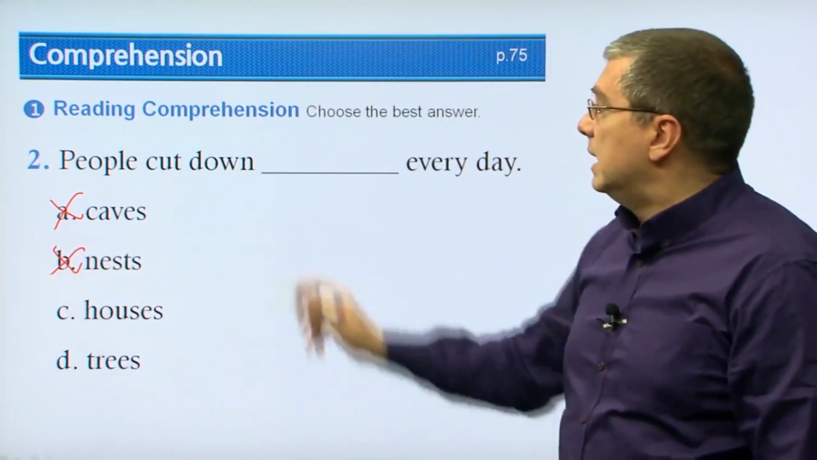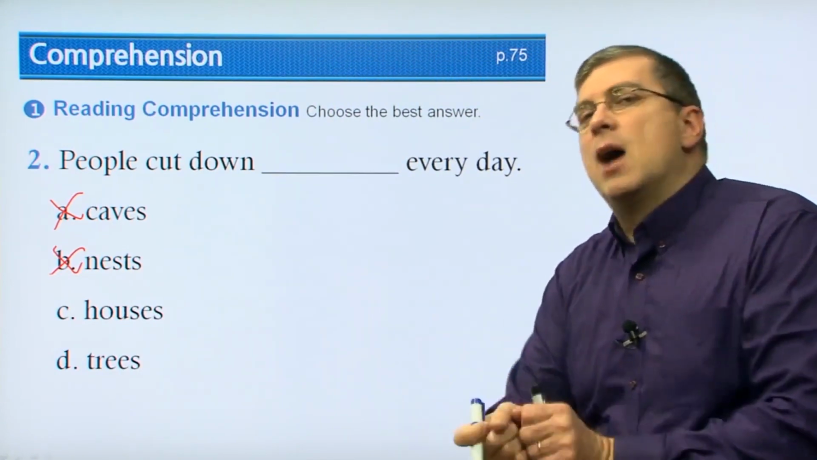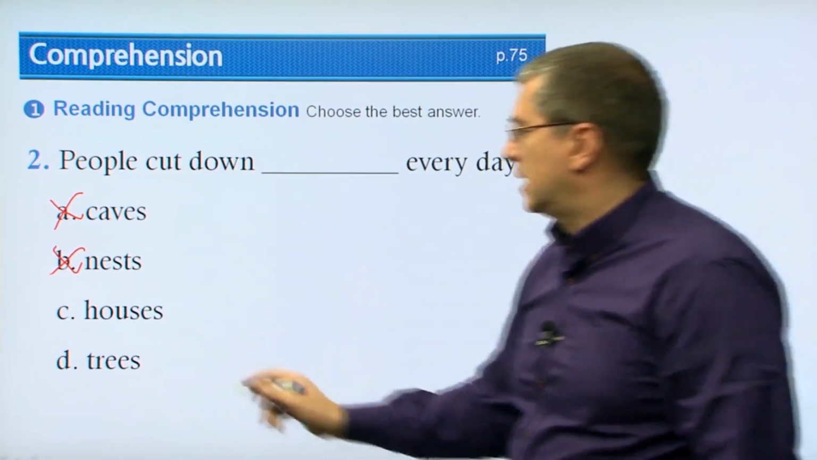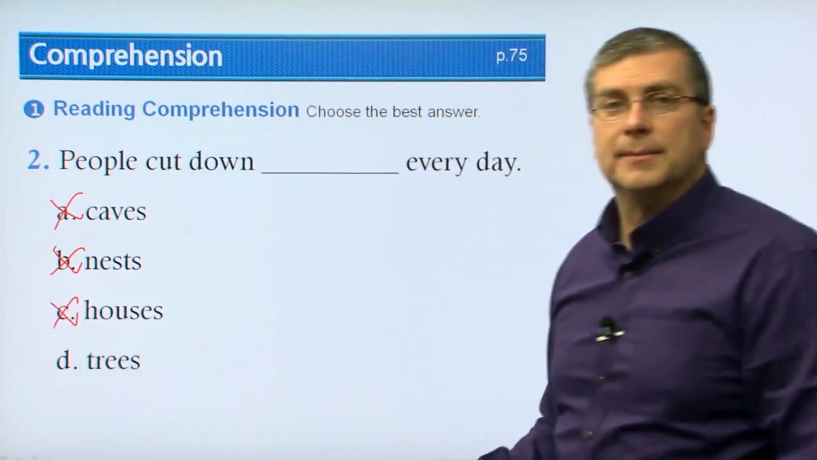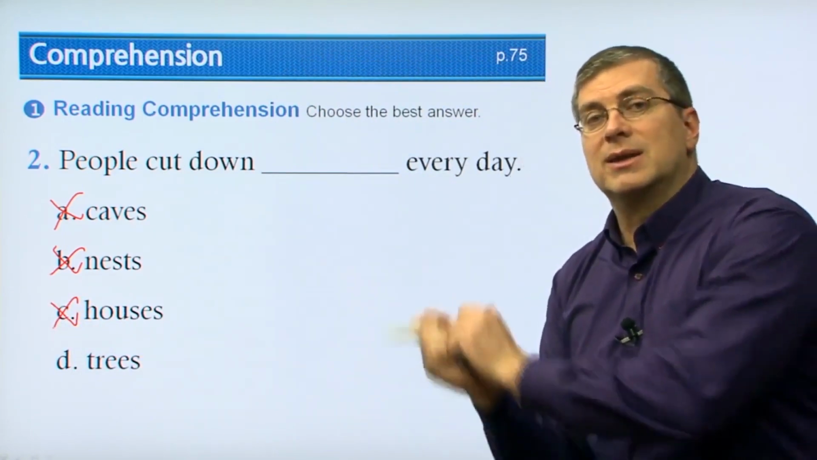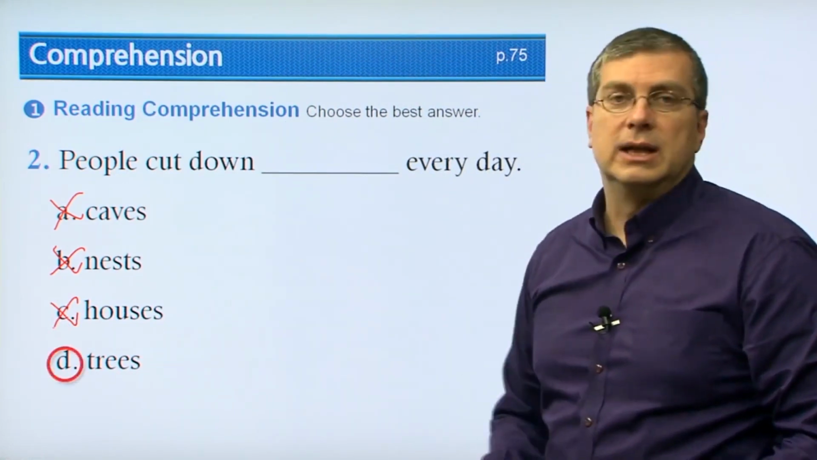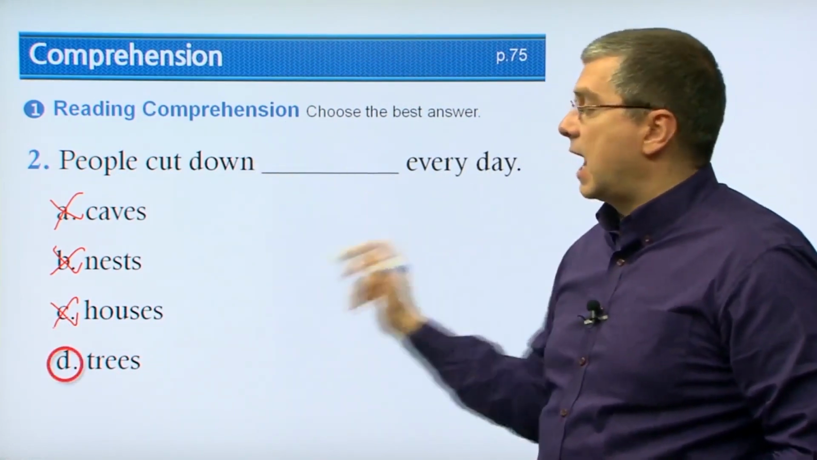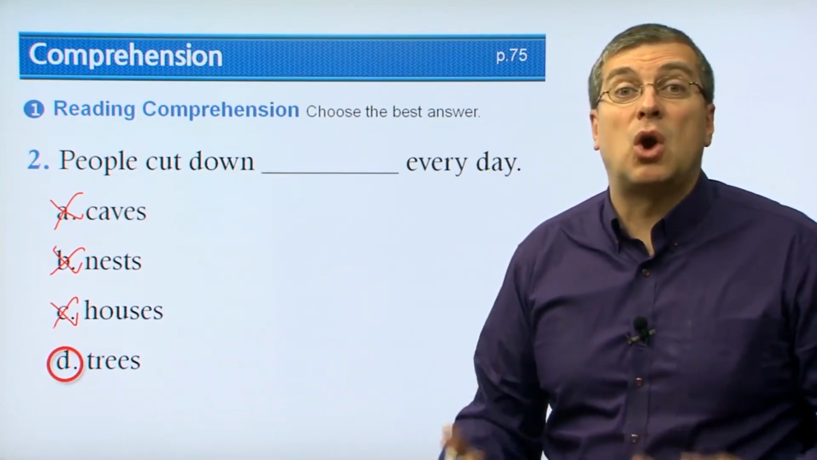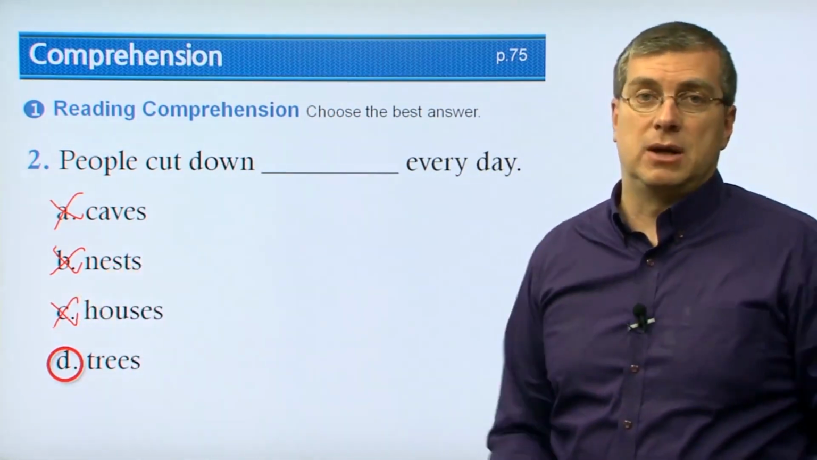That would be strange. Do we cut down houses every day? You don't cut down a house. You can destroy a house, but we don't cut down a house. That's really strange. What about a tree? Yes, when people go into the forest and they cut down a tree, that's what they're doing. They're cutting it and it falls down. They cut down a tree. So people cut down trees every day. And that's what we talked about in the story. That's the problem. Too many trees are cut down, the forests disappear.